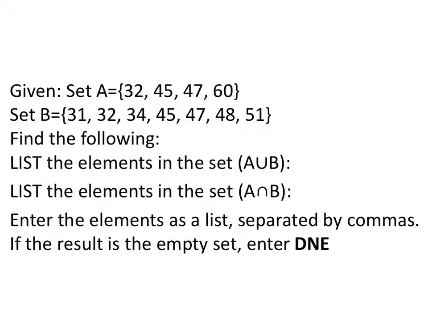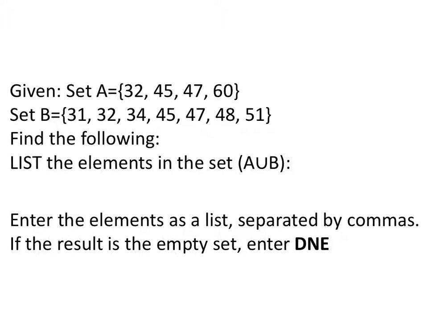Alright, so given set A is 32, 45, 47, 60, and set B is 31, 32, 34, 45, 47, 48, and 51, we'll find the following. Now again, we're not going to concern ourselves with the intersection just yet. So let's look at A union B. Once again, we need to start with some fancy brackets here, and we'll just fill in the blanks.